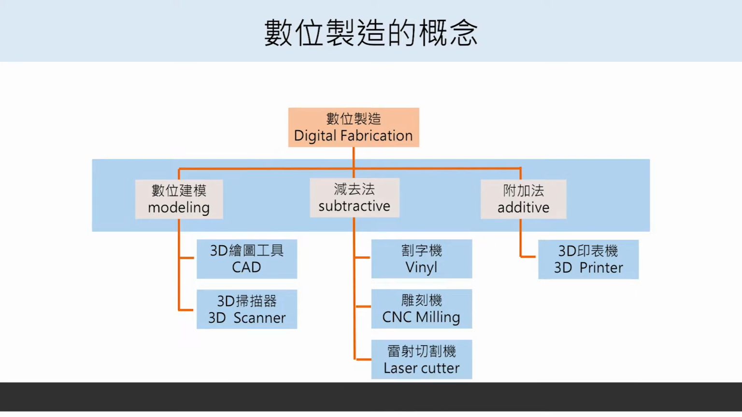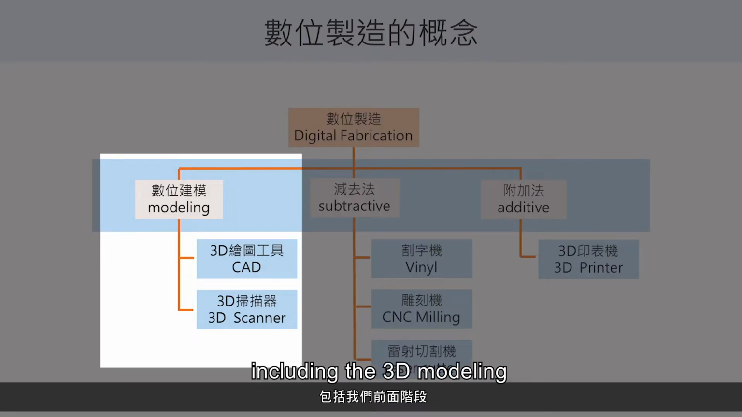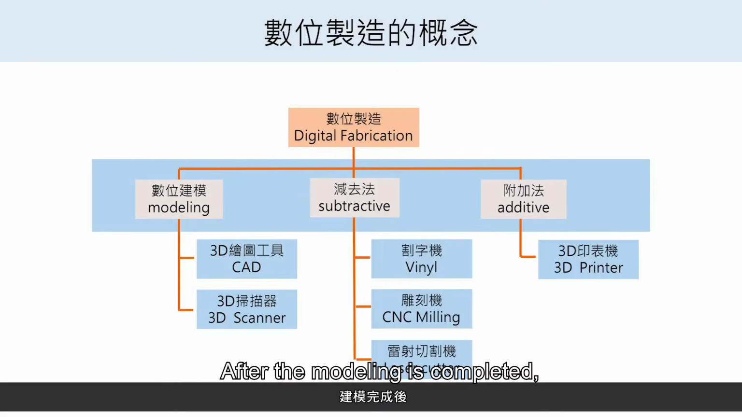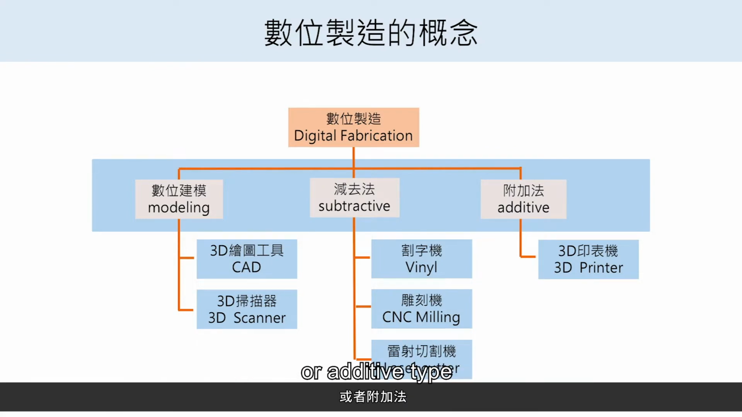to learn and make. In the following structural diagram, digital manufacturing integrates digital modeling tools, including the 3D modeling, which we learned in the previous phase. Another modeling method is by using a 3D scanner to reversely obtain the digital data of a pre-existing design through a 3D scanning method. After the modeling is completed, the model needs to be manufactured later, which can be done through subtractive or additive type of machinery for digital manufacturing output.